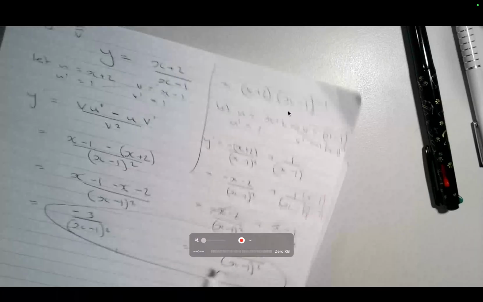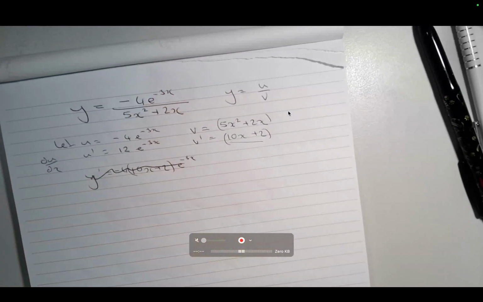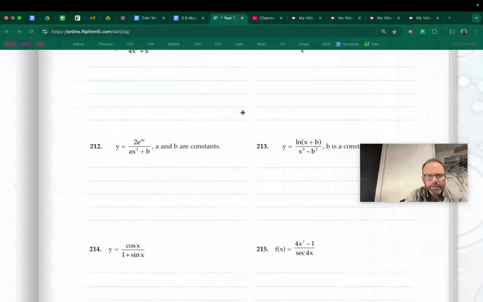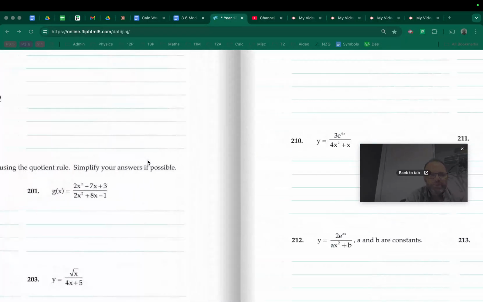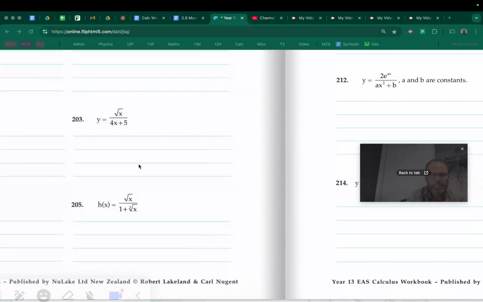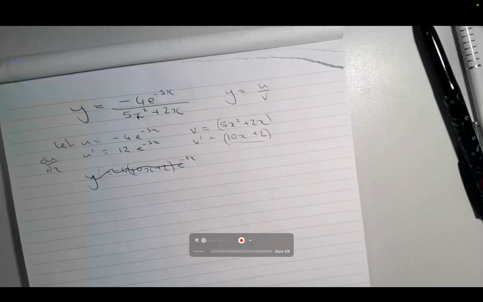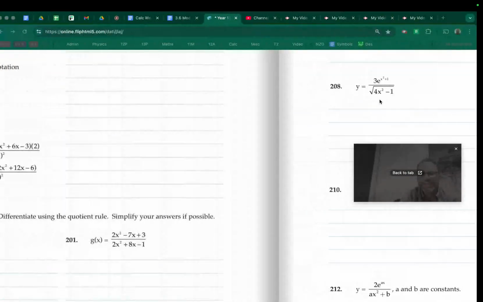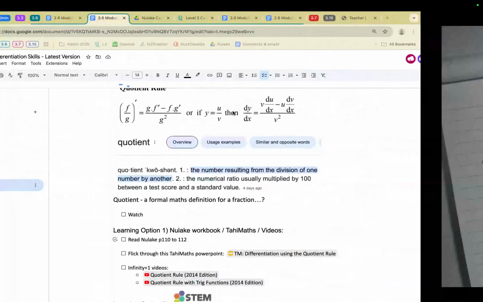I've just started one here, and this one here was actually easier than this one here. This one here looked pretty horrible. There it is, 208, 3e x squared plus 1. Nope, sorry. Yeah, this one, 206: minus 4e to the minus 3x over 5x squared plus 2x.